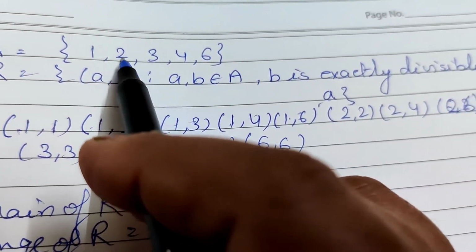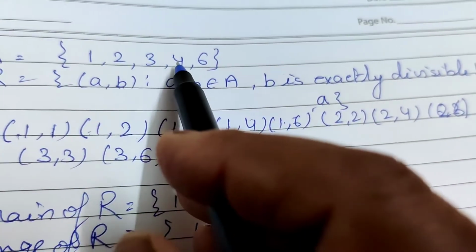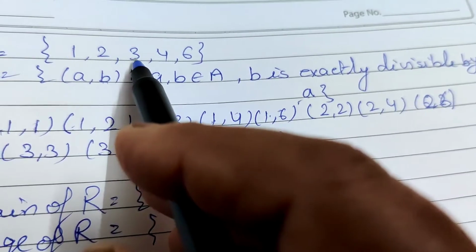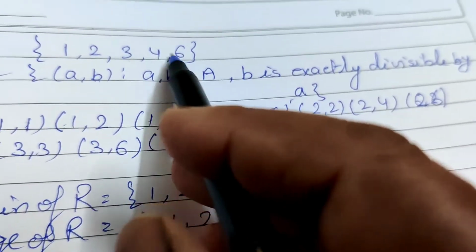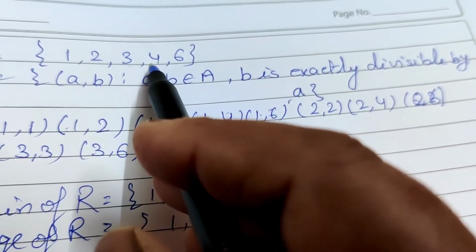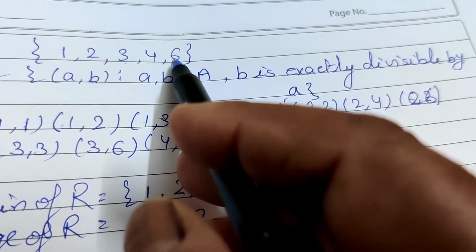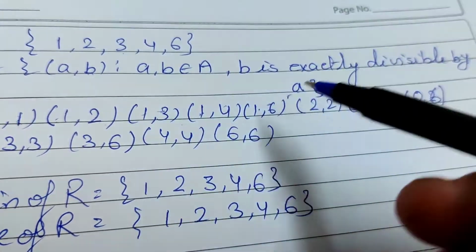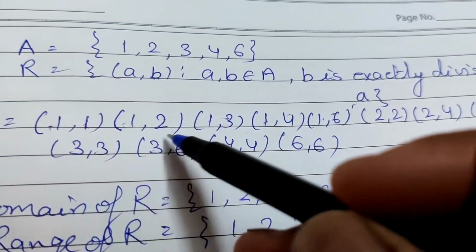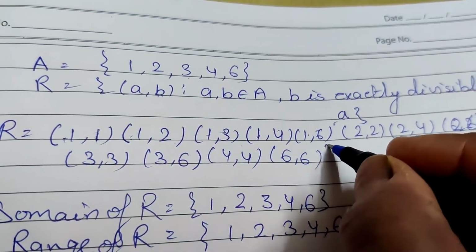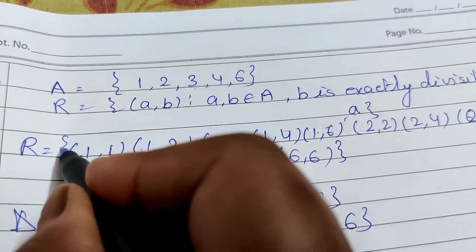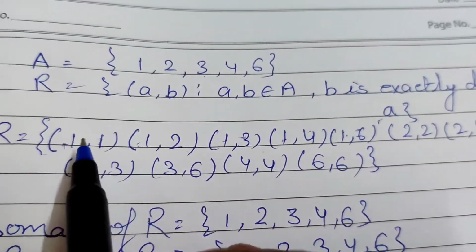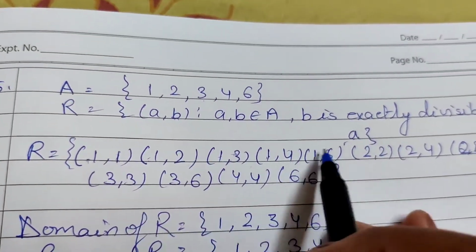Now 2 divisible by 2, and 4 divisible by 2, 6 divisible by 2. Next 3 divisible by 3, 6 divisible by 3. Again 4 divisible by 4 and 6 divisible by 6. These are the relations. This is the relation set, the set of all the relations. It means 1 is related to 1 by R, and so on.